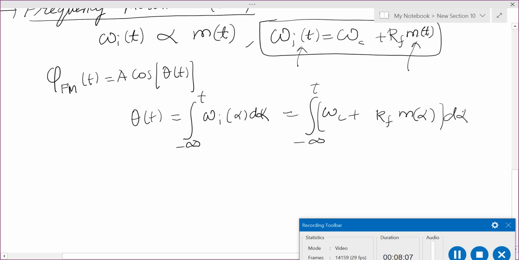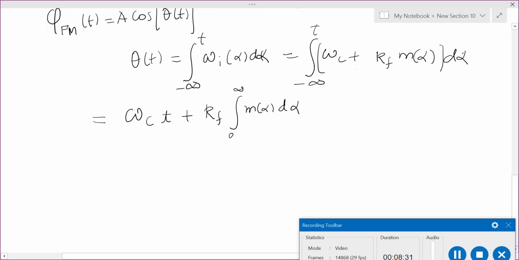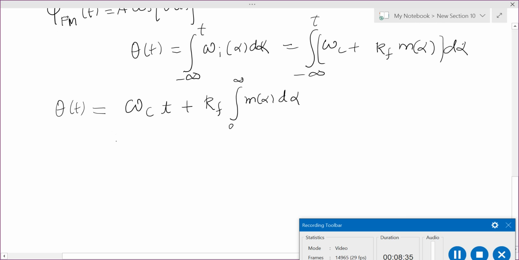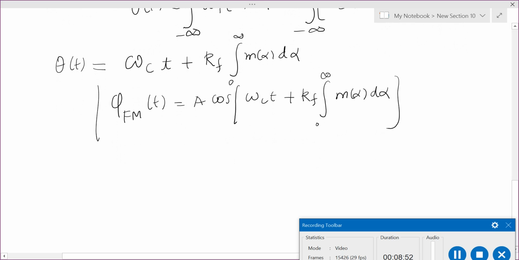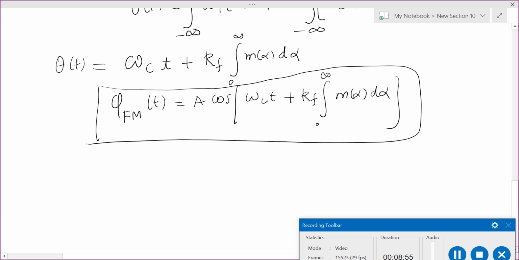Since we assume a causal process, from minus infinity to 0 the communication doesn't start, so we can write this integral as omega_c t plus k_f times the integral of m(alpha) d alpha. So we can take limits from 0 to infinity also here. Now this is the phase, and hence the FM signal can be written as A cos(omega_c t + k_f integral from 0 to infinity of m(alpha) d alpha). So far so good. This is the FM and earlier we had PM.